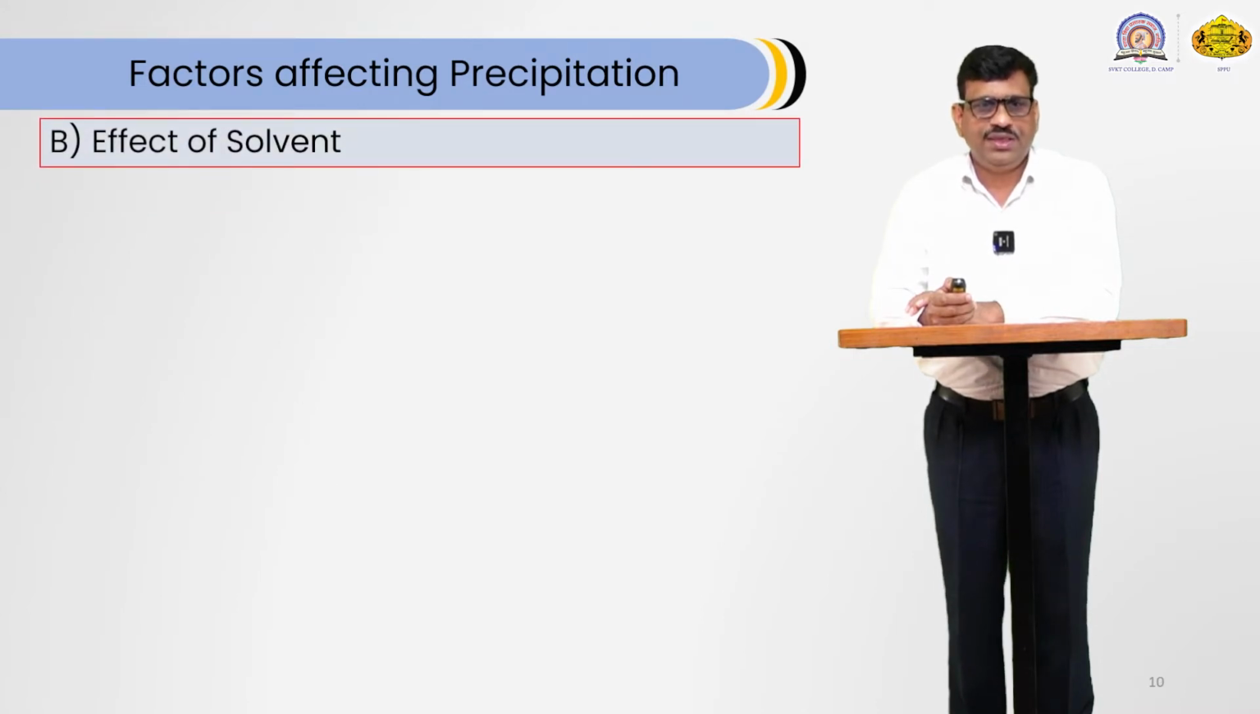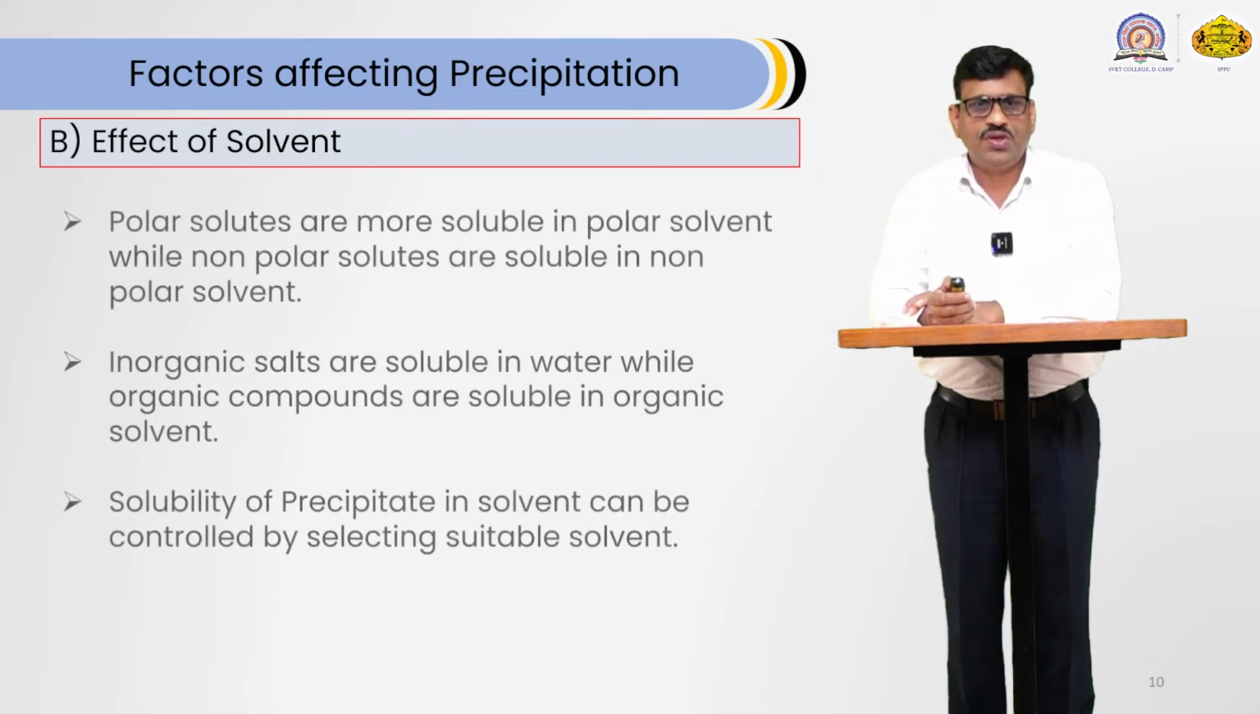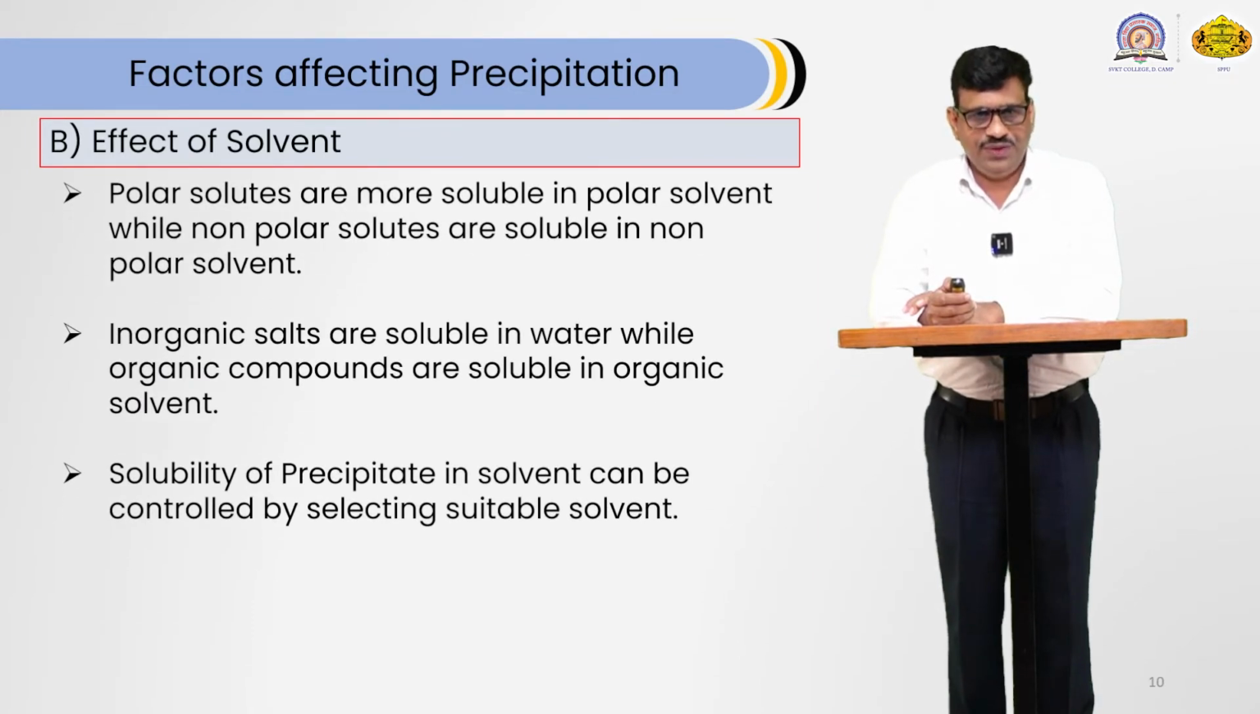Now, the second factor that affects the solubility of precipitate is the effect of the solvent. First point, polar solutes are more soluble in polar solvent, while non-polar solutes are less soluble in polar solvent and they are soluble in non-polar solvent. Generally, inorganic salts are soluble in water because they are polar, while organic compounds are soluble in organic solvent. Hence, the solubility of the precipitate can be controlled by using a suitable solvent.